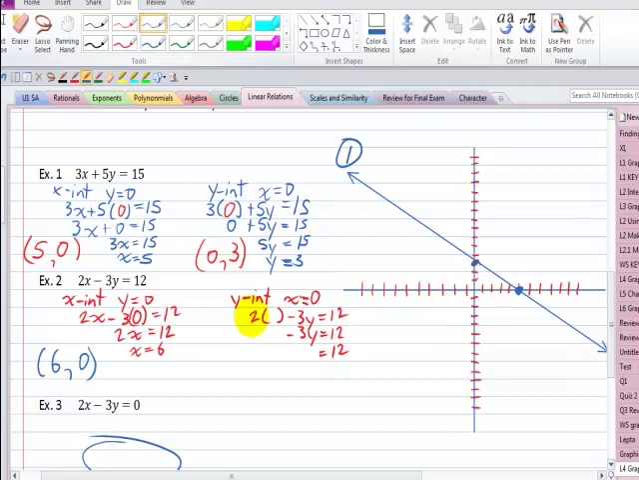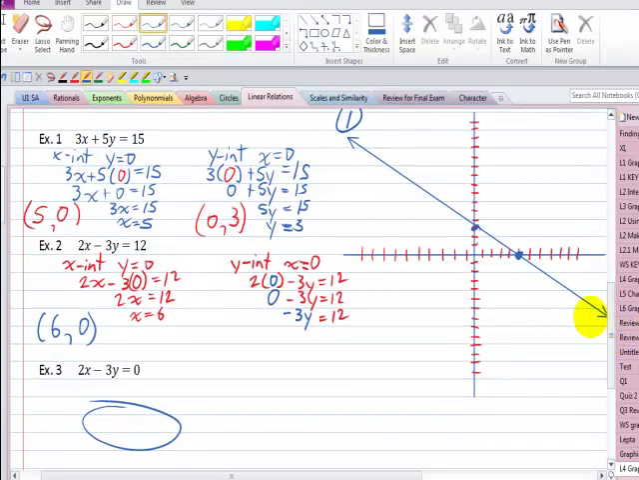Okay, how many people have found your y-intercept? Now, here's what you've got to be careful of. What is 0 minus 3y? If you have 0 and you take a number away, negative. That's really key. That's the only trick with these: you've got to be careful with your algebra and make sure that you get a negative sign for your 3y.